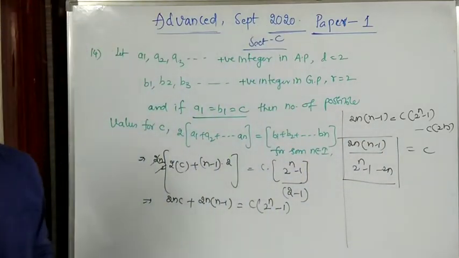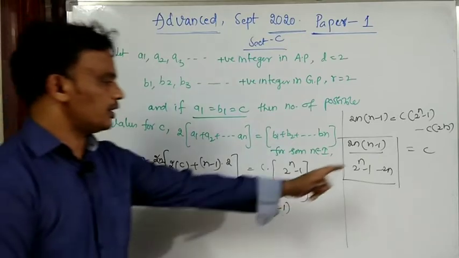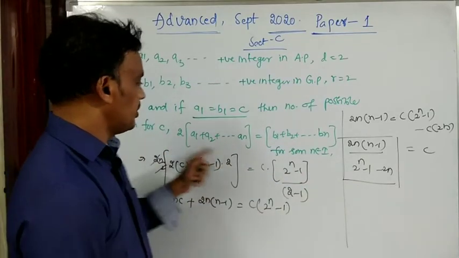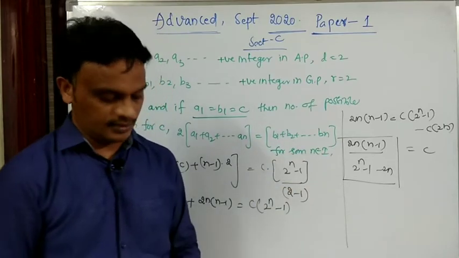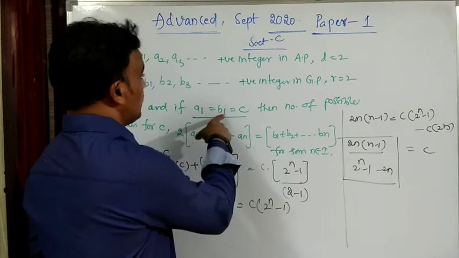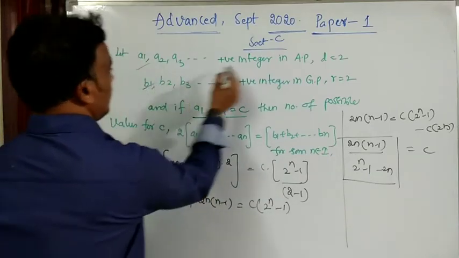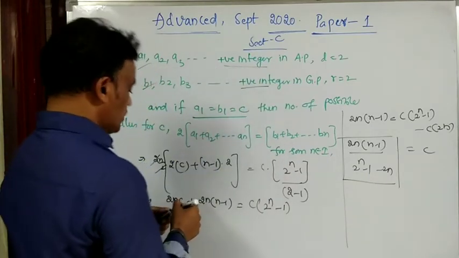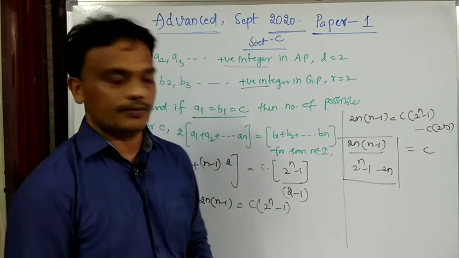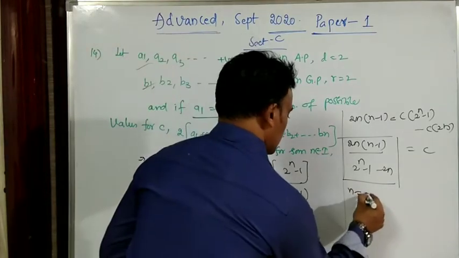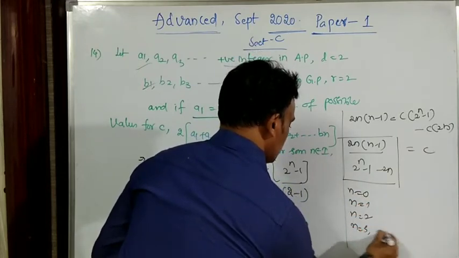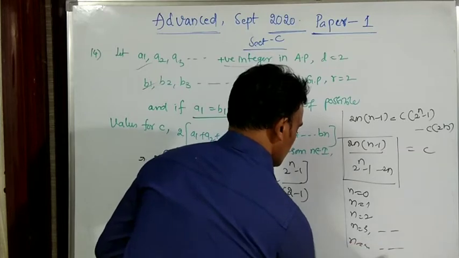So for which values of c are we going to get that value? We may get some value for n as an integer, where c is a1 and b1. First of all, a1 and b1 are positive integers. So for which value of n are we going to get c also an integer? Please take n equals 0, n equals 1, n equals 2, n equals 3, n equals 4. We can get this one.